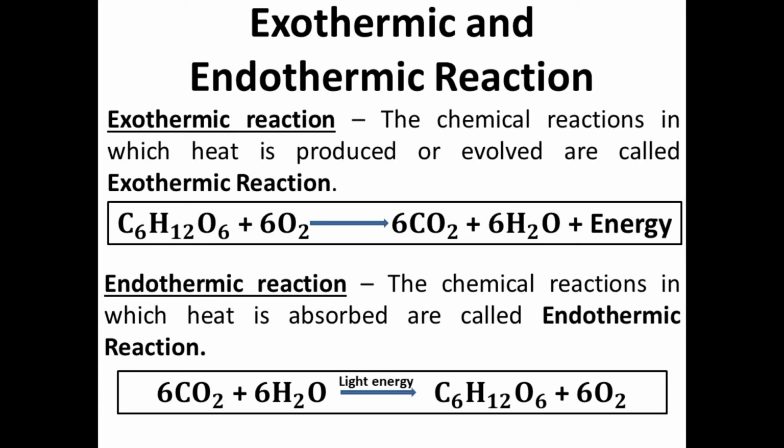Next is exothermic and endothermic reaction. Exo means outside, release. So the reactions in which heat is produced or evolved are known as exothermic reactions. You can see the example C6H12O6 plus 6O2. It liberates 6CO2 plus 6H2O and energy is released. So this is the exothermic reaction.